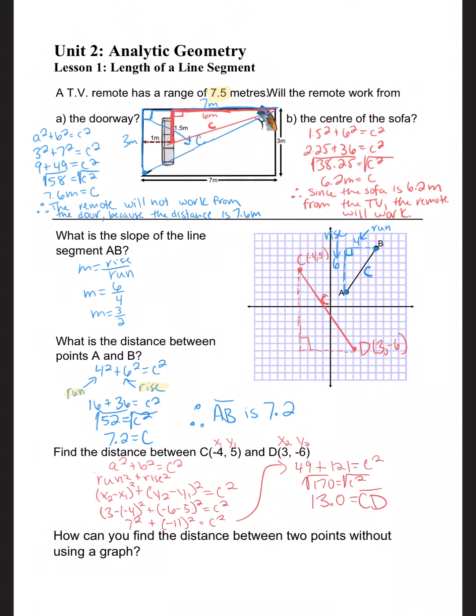All right? So hopefully we are starting to see what's that connection between my slope, the rise and run of my slope, in relation to a triangle on the grid. So how can you find the distance between 2 points without using a graph? So we can use the rise and run values from slope calculation and plug them into Pythagorean theorem.